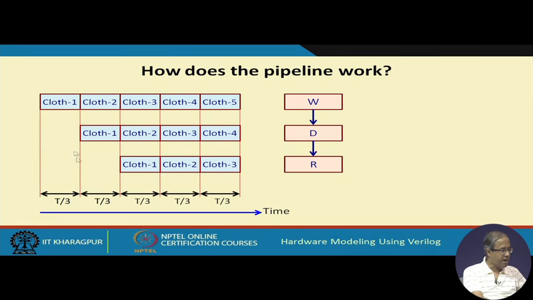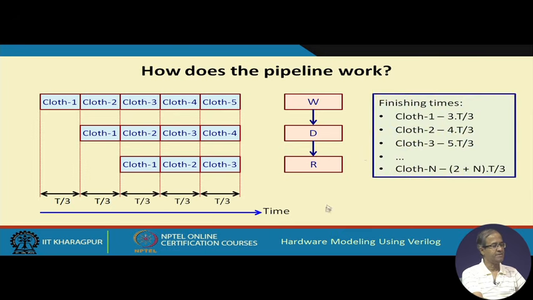You see, after this pipe is full, after every T by 3 time you can take out 1 cloth. So, 1 cloth per time T by 3 is being generated as output, right. So, the first cloth will take 3 into T by 3. Second cloth will take 1 more time, 1, 2, 3, 4, 4 into T by 3. Third cloth will take 5 into T by 3. So, proceeding in this way, the nth cloth will take (2 plus n) T by 3. That is what we showed in the expression.